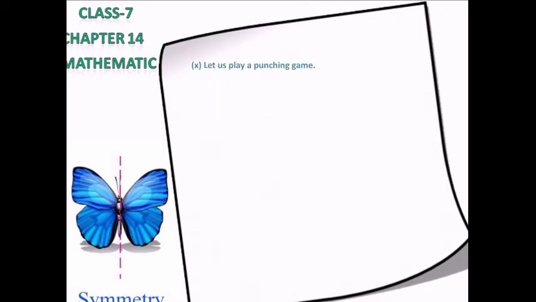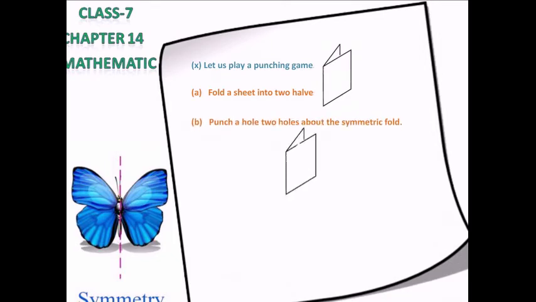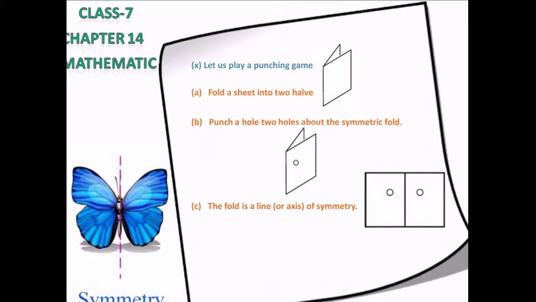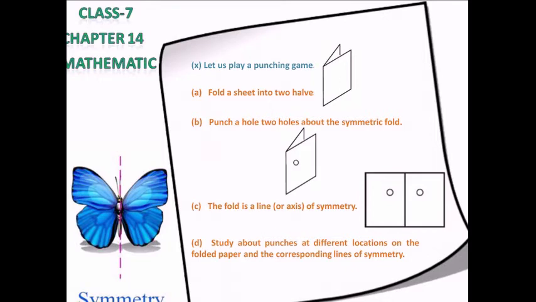Let us play a punching game. Fold a sheet into 2 halves. Punch a hole, 2 holes above the symmetric fold. The fold is a line or axis of symmetry. Study about punches at different locations on the folded paper and the corresponding lines of symmetry.